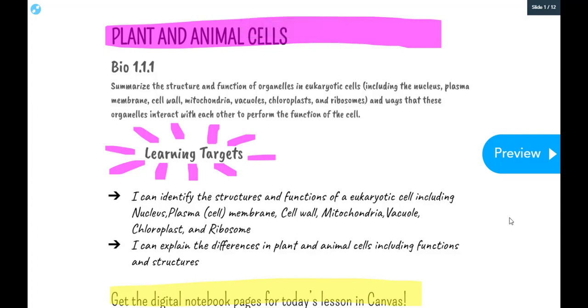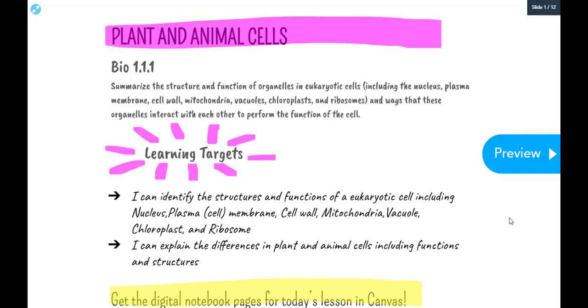Hi everyone. So you've probably seen the first slide here for today's lesson, plant and animal cells, and hopefully you read the learning targets. So this lesson might just be a review for you from middle school concepts.